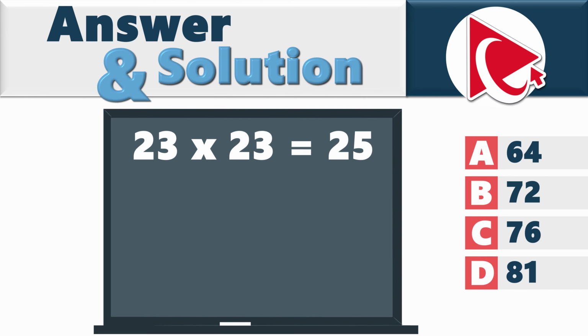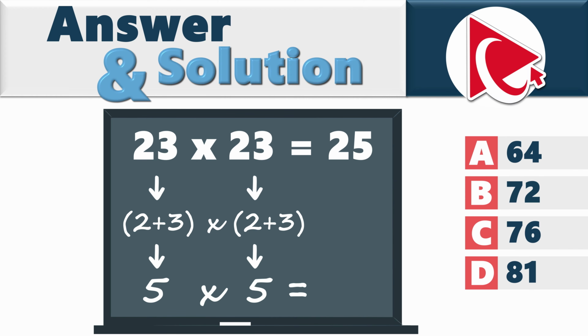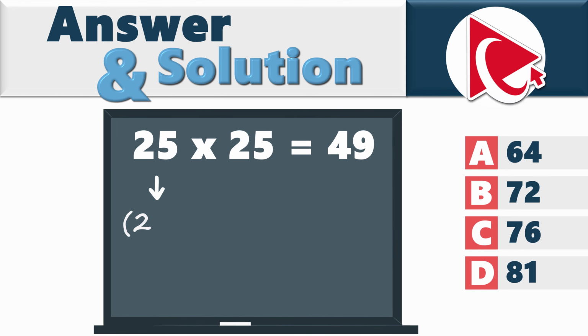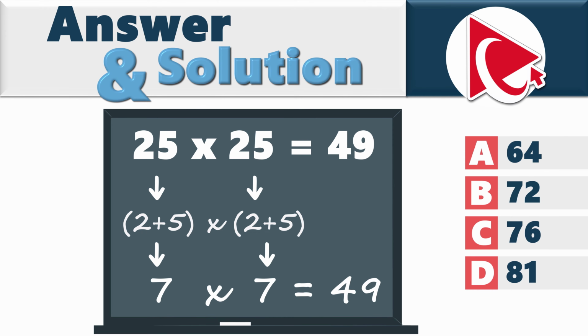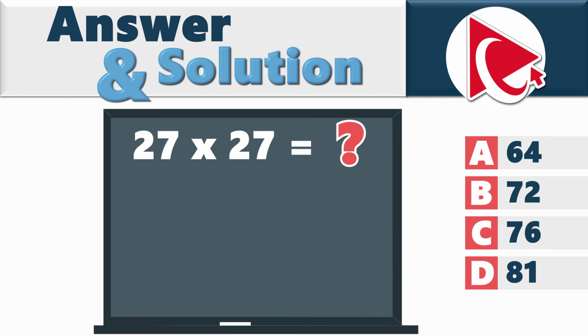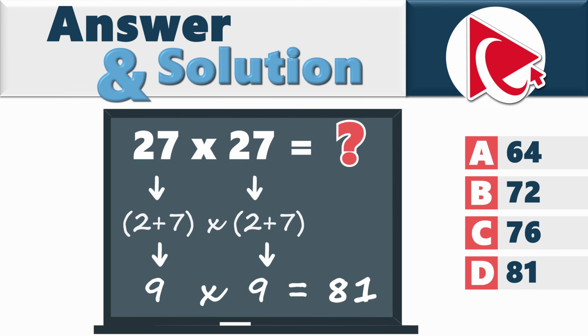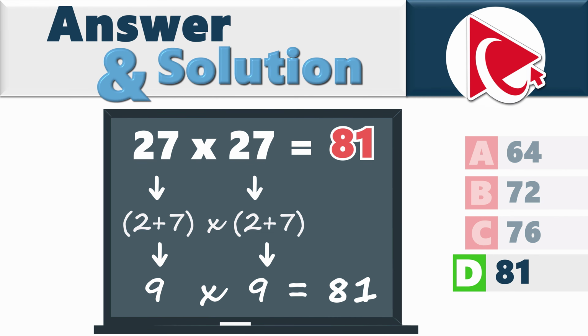For example, 23 by 23 would be 2 plus 3 in parentheses multiplied by 2 plus 3, which would be 5 multiplied by 5, and the result of this would be 25. The second expression would be 2 plus 5 in parentheses multiplied by 2 plus 5 in parentheses, which would be 7 by 7, equal to 49. So the missing number could be calculated as 2 plus 7 multiplied by 2 plus 7, which would be 9 multiplied by 9, or 9 squared, and would be equal to 81. So the correct answer here is choice D, 81.